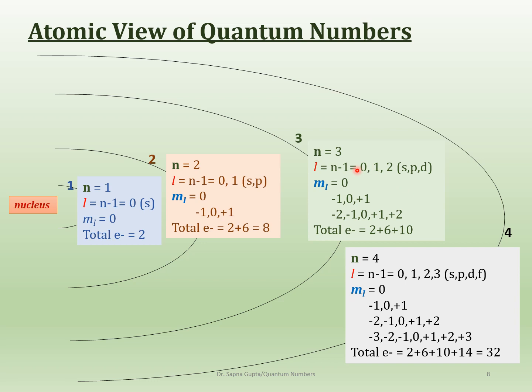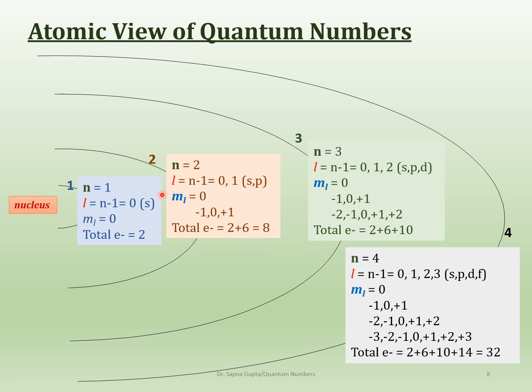How so? 2 from here, 3 from here, and 5 from here. Okay, 2, 6, and then 10. Because the ML number has 1 orientation, 3 orientations, and 5 orientations. Each of those orientations can have 2 electrons. So this is shell number 4, and then you can see what I mean by this. So this is a total of 32 electrons for shell number 4. So that is how it exists.